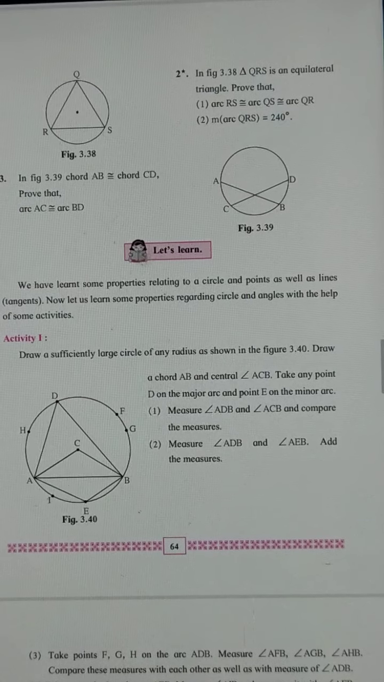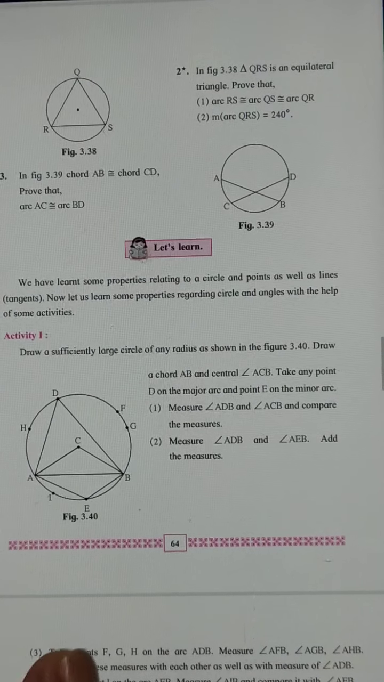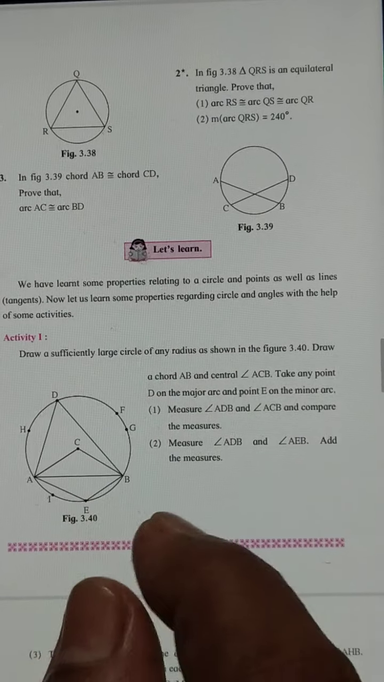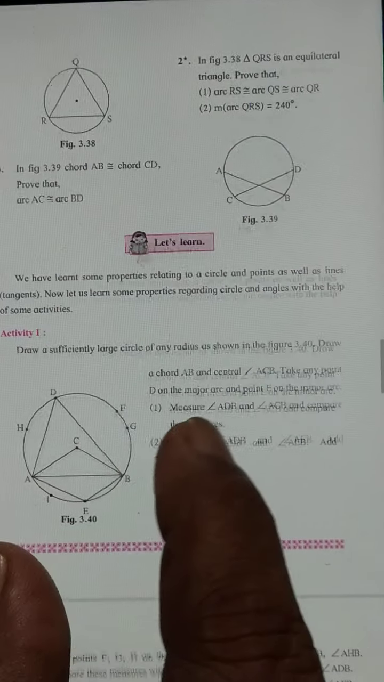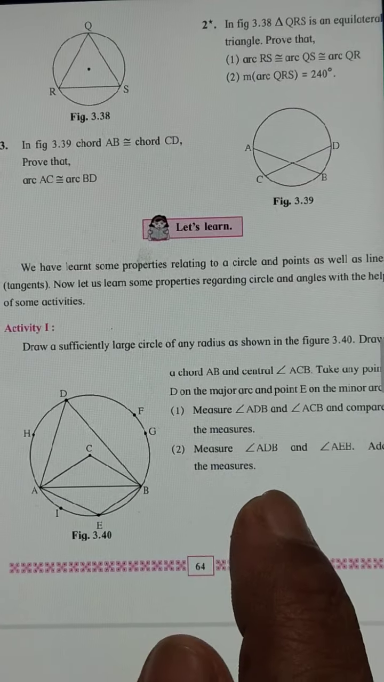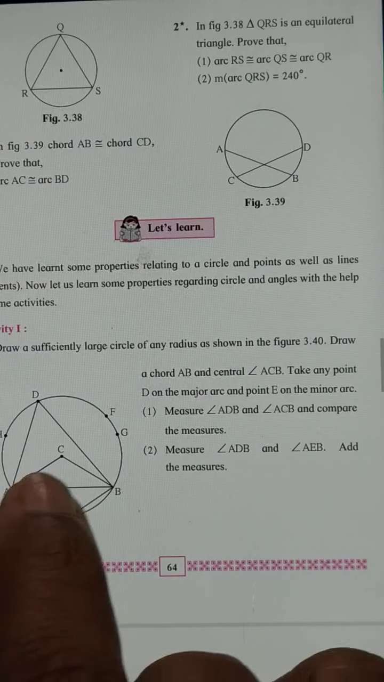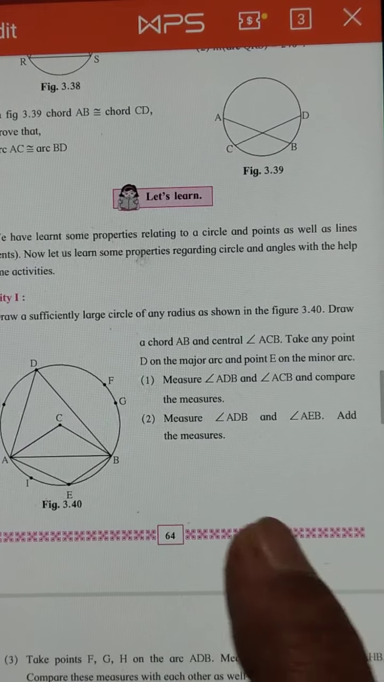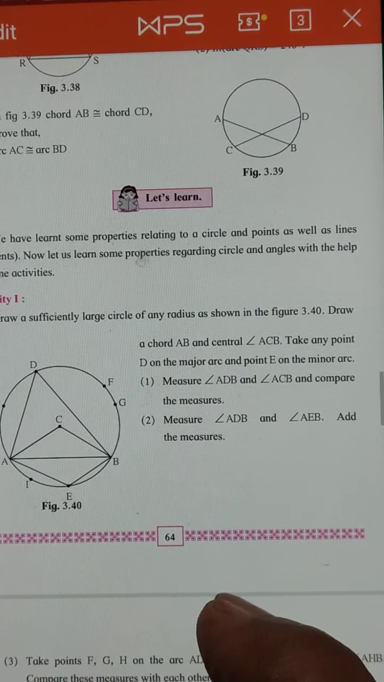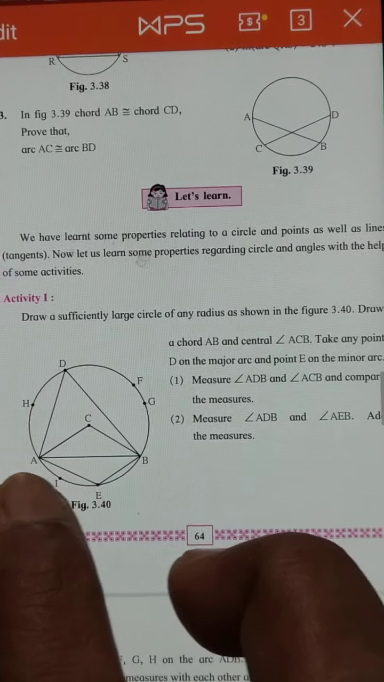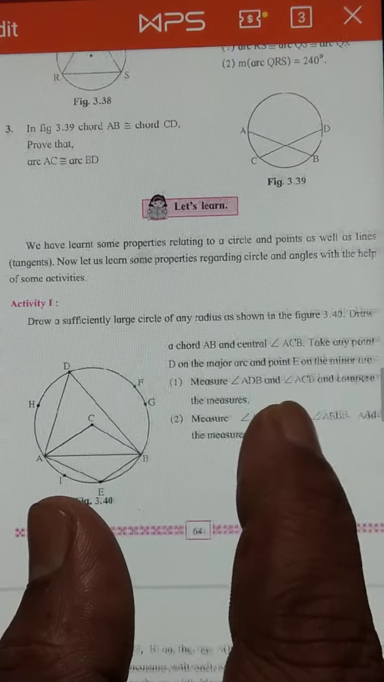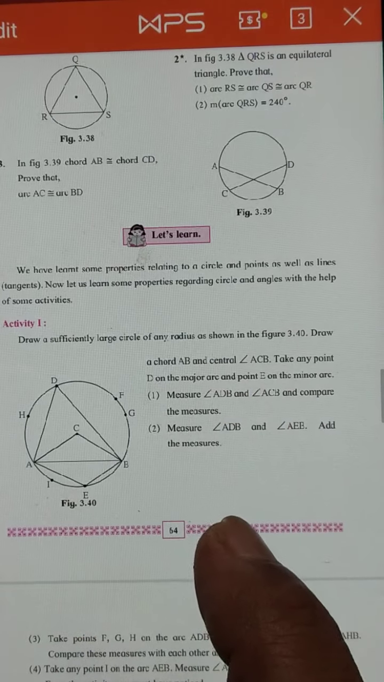Here is a circle. In it, AB is a chord. AB is a chord, and angle ACB is a central angle.